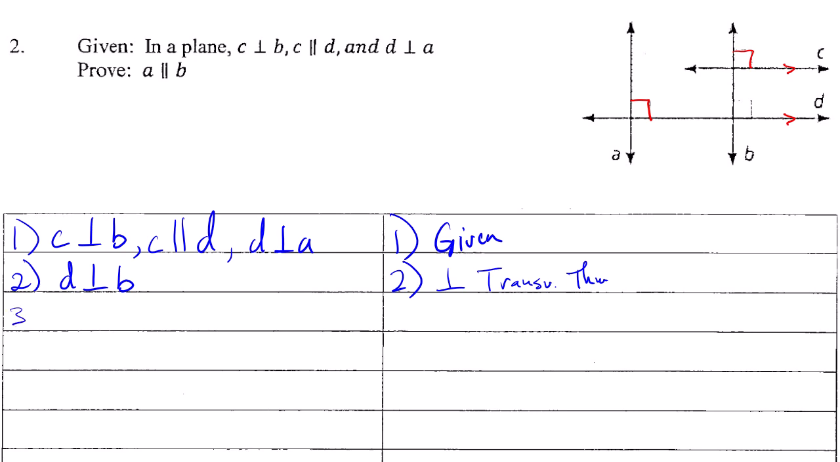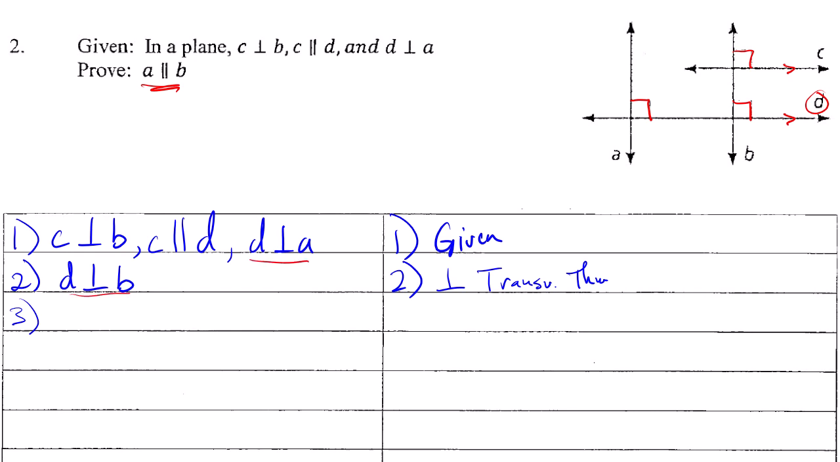Okay, so for step 3, let me write this in. All right, so we're trying to prove that A is parallel to B, right? So A is parallel to B. And so, if we can prove that D is perpendicular to both A and B, right? Which we basically already have that.